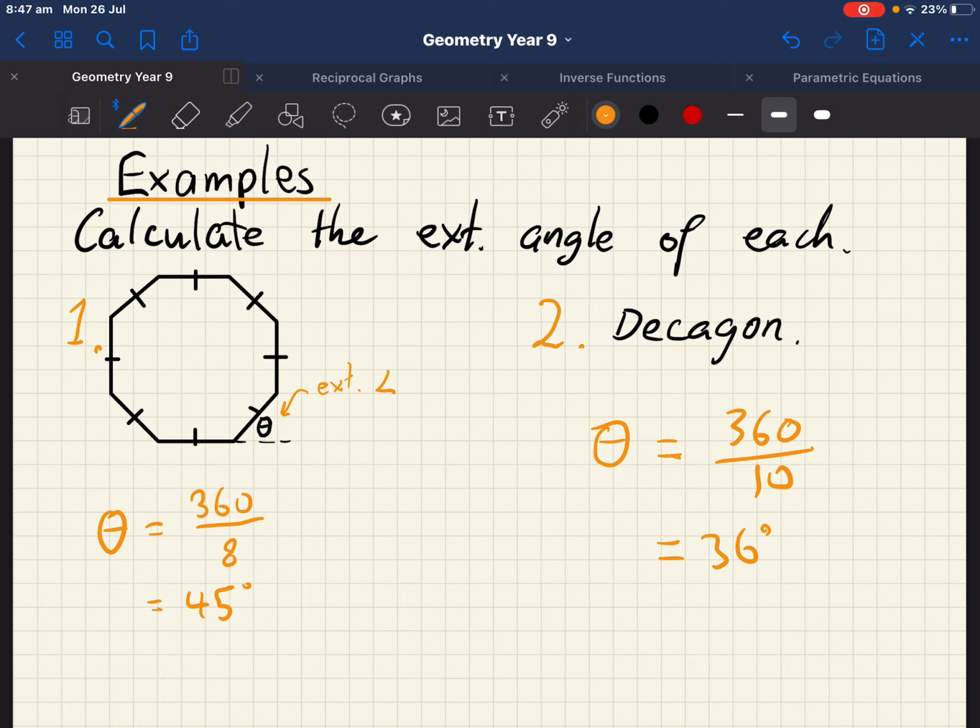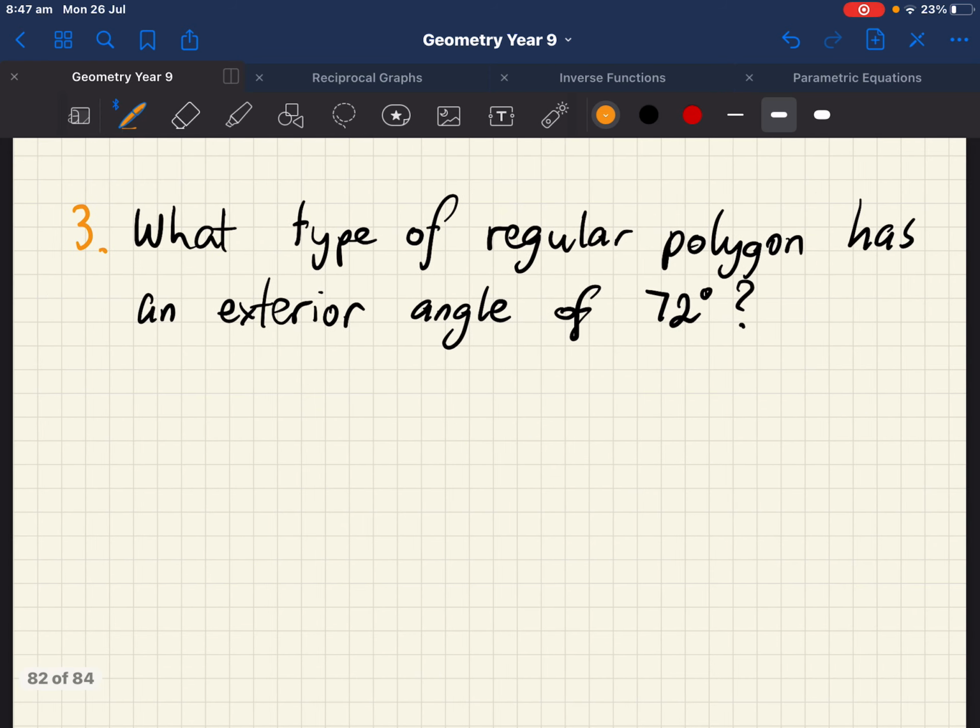All right, so pause the video, make sure you get these examples copied into your books. And that is, I think maybe I've got one more example, maybe not. Let's have a look. Yeah, we do. Okay, there's one more example, because this one's a little bit different.